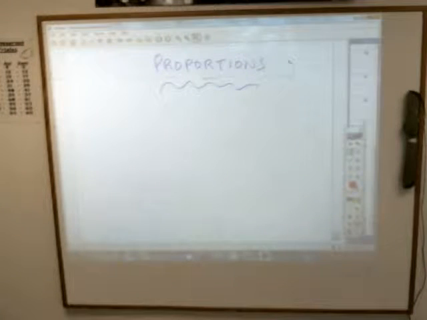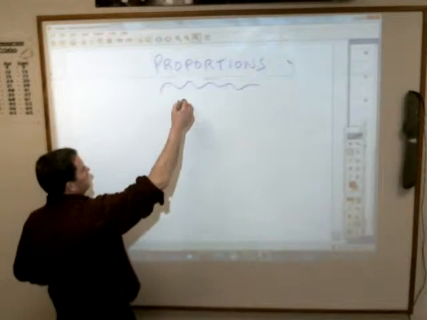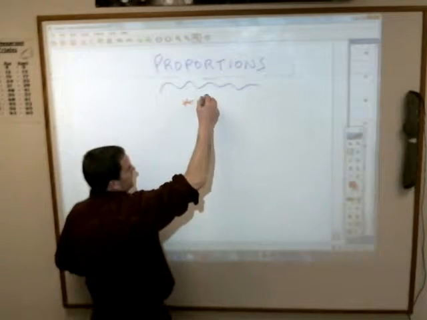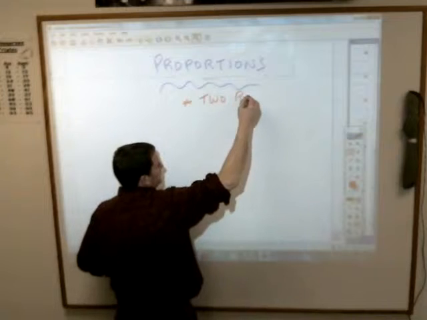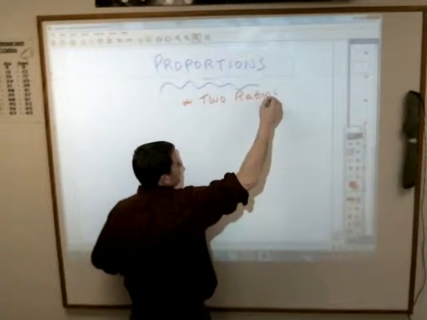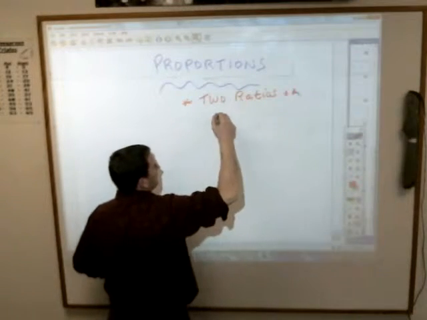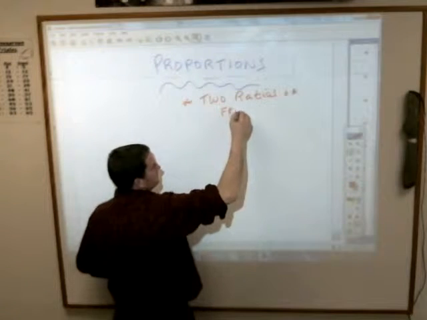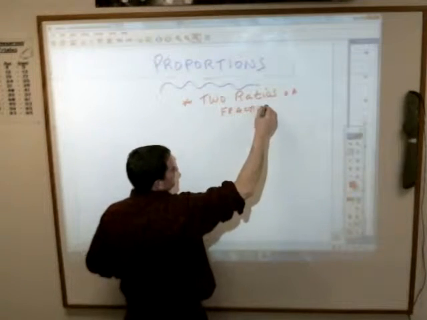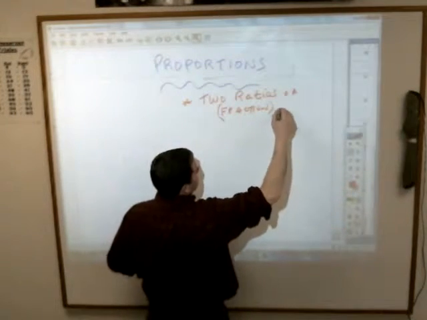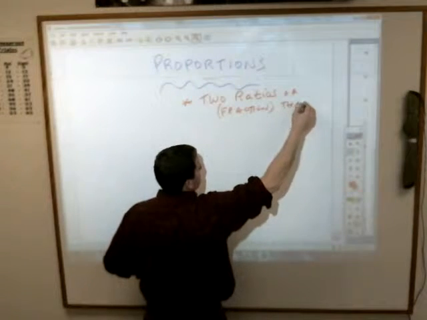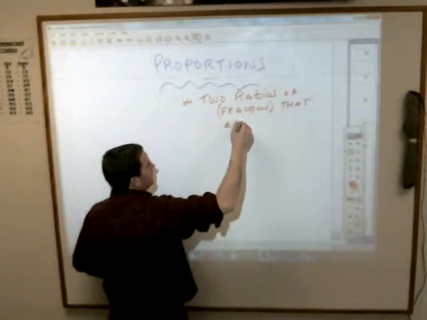Another big hitter in mathematics there. And the simple definition of a proportion is a true statement about two ratios that are equal. It can be two ratios, or you can call a ratio a fraction, that are equal.